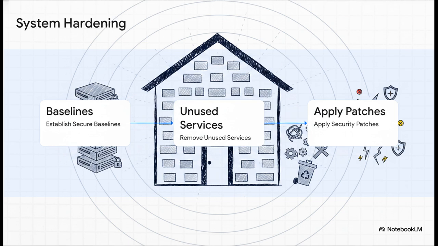Step 1 is establishing secure baselines, creating a standardized template so every server starts with a minimum level of security. Step 2 is removing unused software and services, basically disabling protocols you just don't need. And Step 3 is rigorously applying security updates and patches to fix known vulnerabilities.